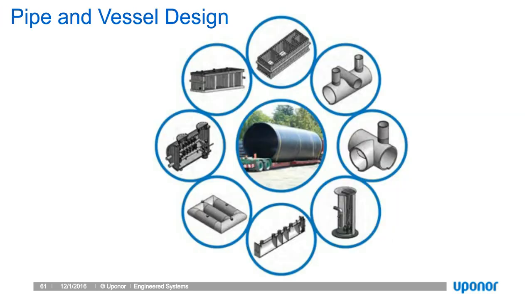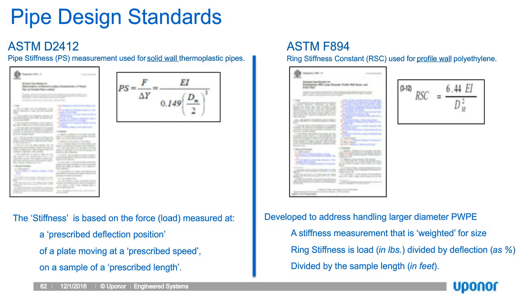So now that we've talked a little bit about thermoplastic fusion welding, I'd like to cover pipe and vessel design. Engineers and clients should be familiar with pipe and vessel design, where it comes from. We don't have a lot of time to cover this at length, but this is just a familiarization. Where Weholite is concerned, we're concerned with ASTM F894, and that's where we describe the stiffness of the material as a ring stiffness constant. And some might be familiar with solid wall pipe, where we describe the stiffness of the material as a pipe stiffness. They're interchanged inaccurately quite frequently.